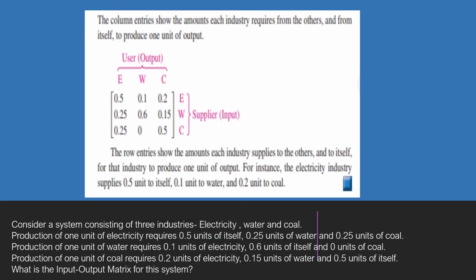We know that electricity requires 0.5 units of itself, so that becomes the first row, first column element. And electricity requires 0.25 units of water, so that will be the second row, first column element. And it requires 0.25 units of coal, so that is this. In the same way we can fill the remaining entries of this matrix. So the matrix we find here is the input-output matrix for this system.